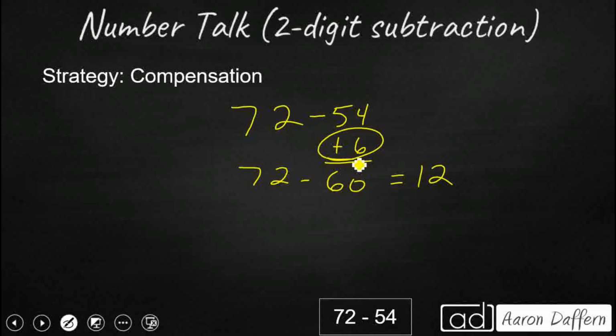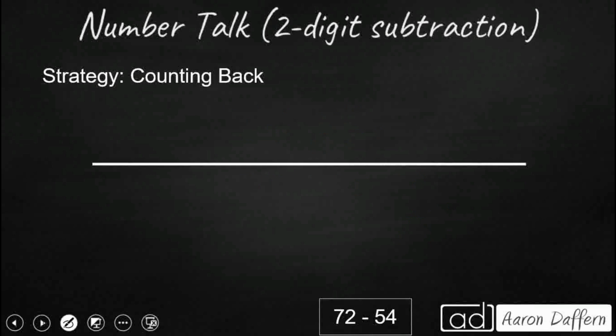But remember, I added 6, which means I took 6 more away than I really needed to because I made my subtrahend larger than it should have been. So I've got to give those 6 back. So you're going to have to do another add 6. And there we go. That gets you back up to your 18 as the difference.